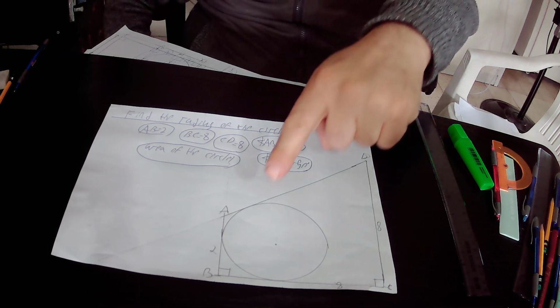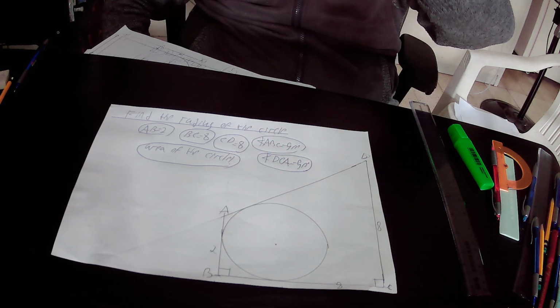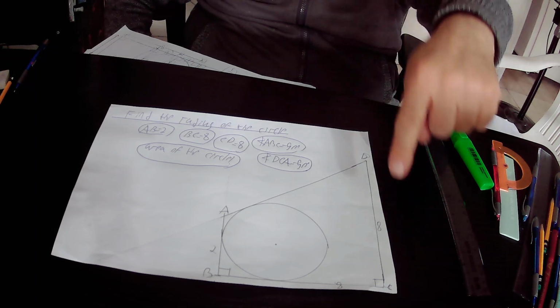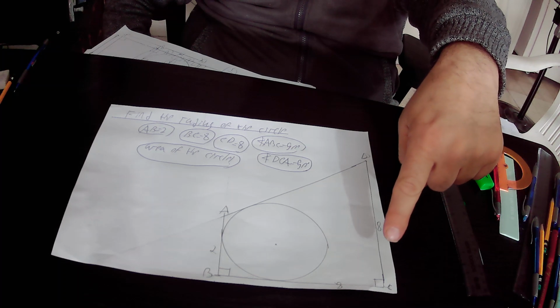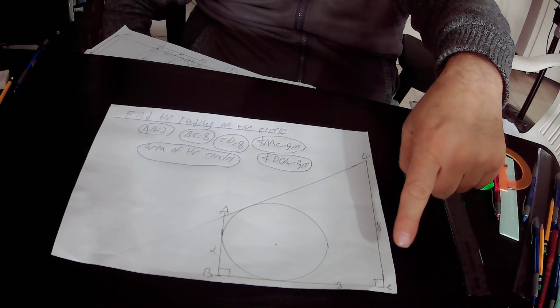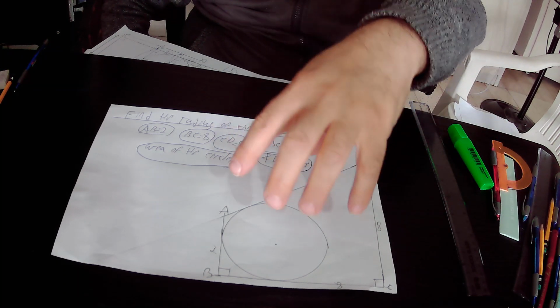Also, this is angle ABC, which equals 90 degrees, and this is also angle DCB, also equal to 90 degrees. Again, our mission is to find the area of this circle.